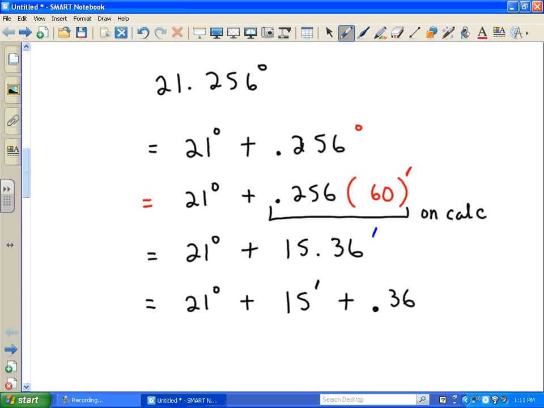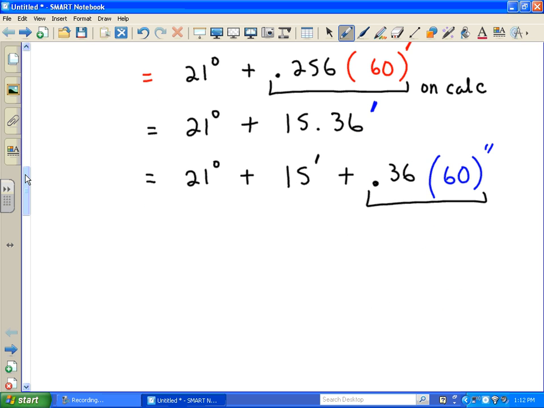0.36. Well, in place of the minute symbol that I have up above, I'd like that minute symbol to turn into seconds. 1 minute is how many seconds? 60 seconds. And so that symbol turns into 60 seconds. Once again, what you want to do is you want to keep the 21 and the 15 by themselves. And then the second piece you're going to perform on your calculator. And so we have 21 degrees, 15 minutes, and then from the calculator you're going to get approximately 21.6 seconds.